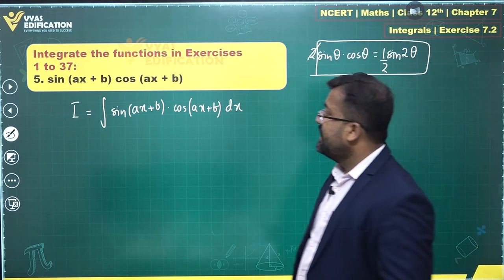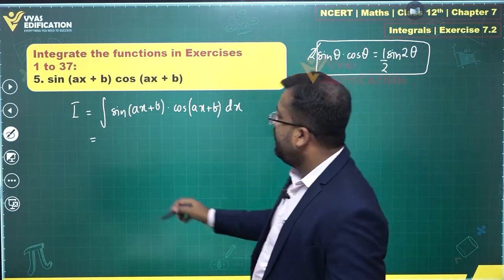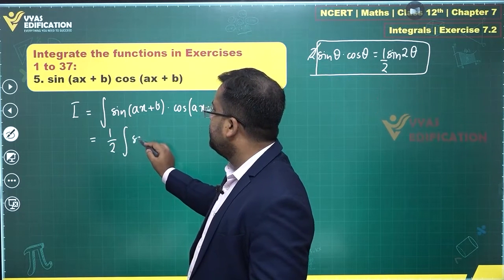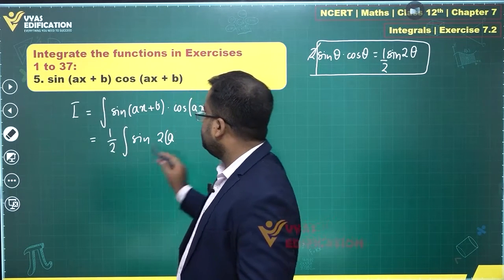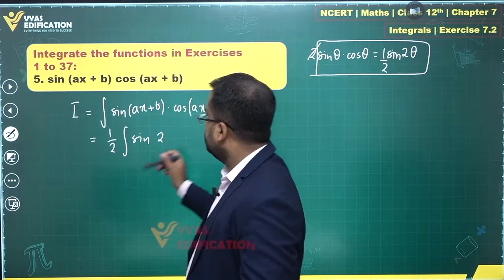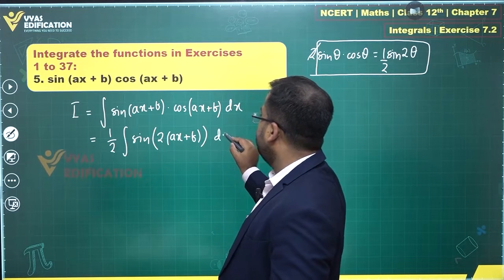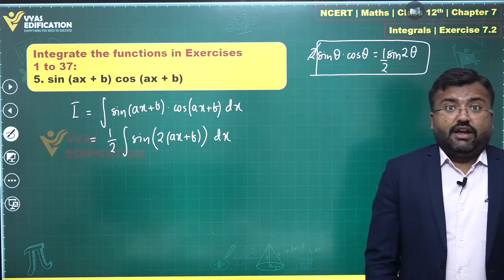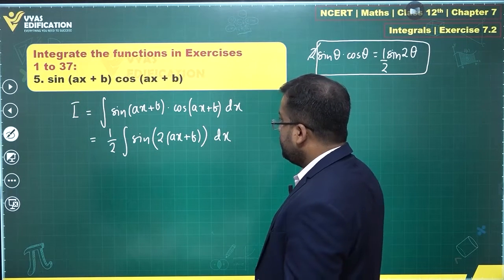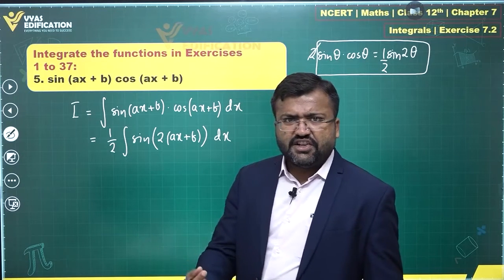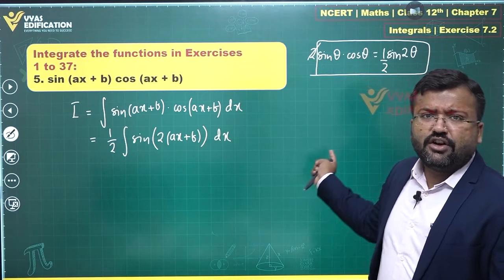This integral will convert to what? Sine theta cos theta will be half of integral sine 2 times ax plus b dx. This is what you have. And this looks like sine 2 theta, right? How do we handle this? For handling this, there's one relation. We can use that relation, but without using that relation, what is that relation? We'll be talking about that.